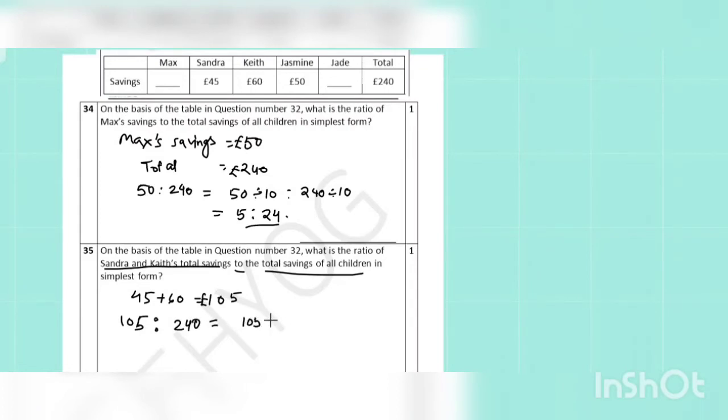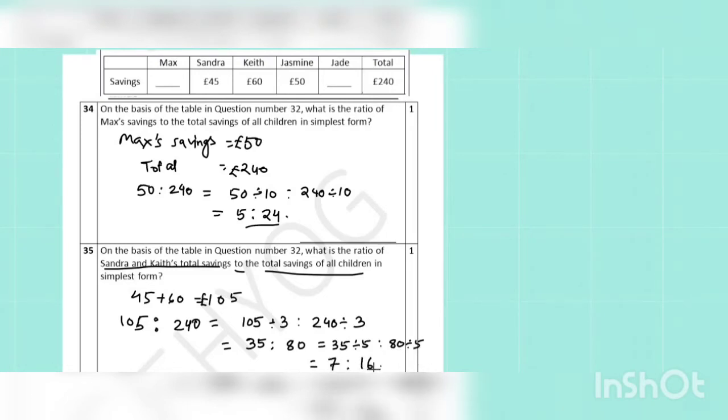So we start reducing by 3. 105 divided by 3 is to 240 divided by 3. So we get 35:80. Again, we can divide both the terms by 5. So 35 divided by 5 is 7 and 80 divided by 5 gives us 16. So 7:16 is our answer.